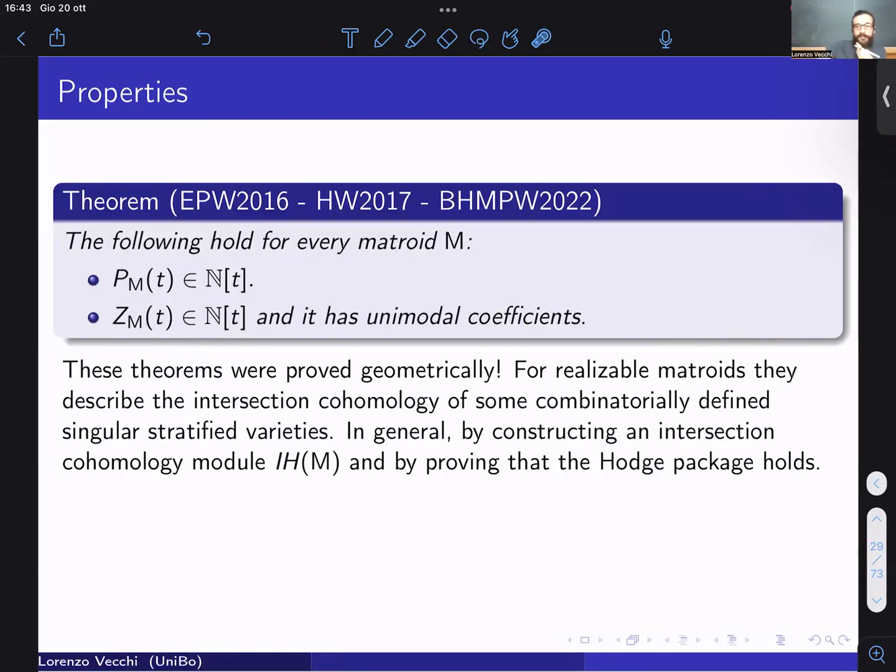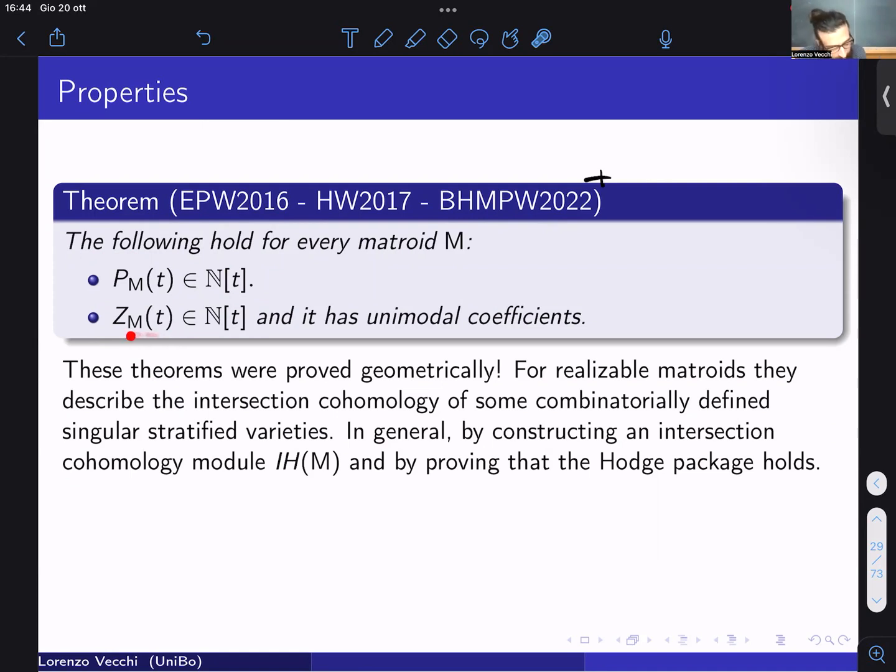It's also worth stating a very interesting theorem that was proved last year, even if the paper is not yet published. So maybe we need a plus here because we don't know when it will be published. And the theorems are the following. The Kazhdan-Lusztig polynomial is actually a polynomial with non-negative integer coefficients. And this is due to Elias, Proudfoot, and Wakefield in the realizable case, and to Braden, Huh, Matherne, Proudfoot, and Wang for the general case.